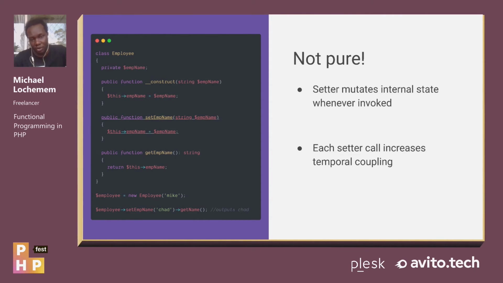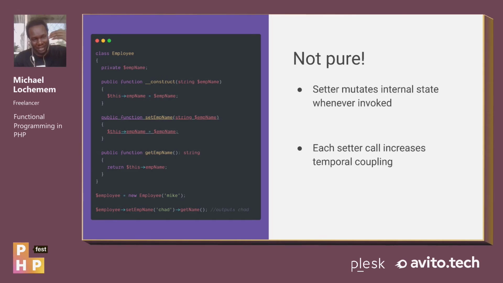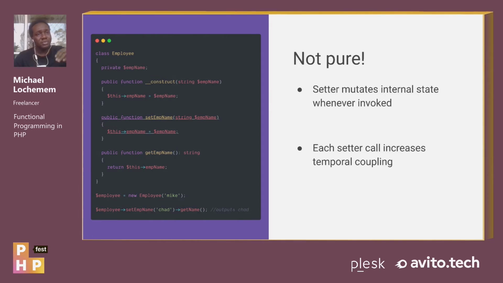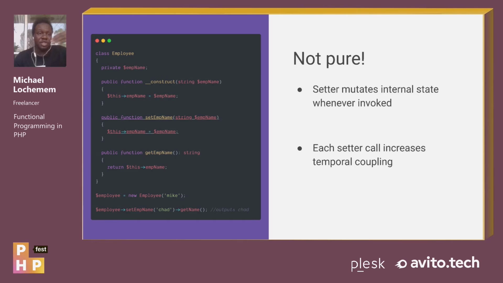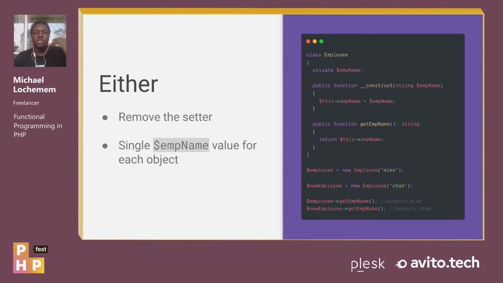As you can see here, we create a new employee, Mike, and we set the employee name to Chad. Basically, if you want to proceed with a set of operations on the employee Chad, then we're pretty much cheating, right, by setting the employee name to Chad on the object that was created with the employee Mike, right? So this is not pure because we've internally changed the object. We've altered object fidelity, which is not necessarily a good thing. So how do you fix this, right? Because the cardinal rule of purity still applies, right? So how do you fix this?